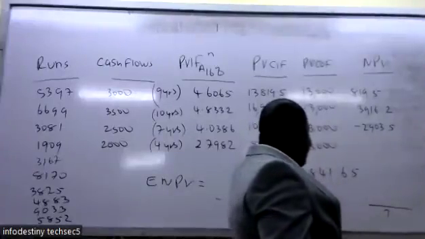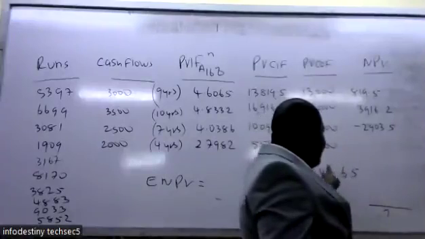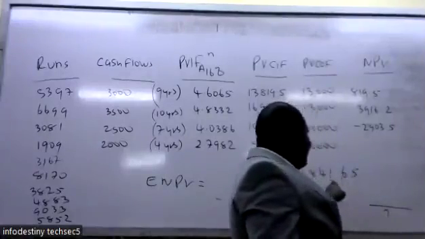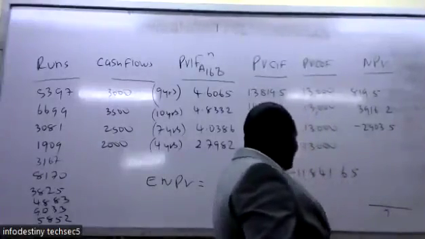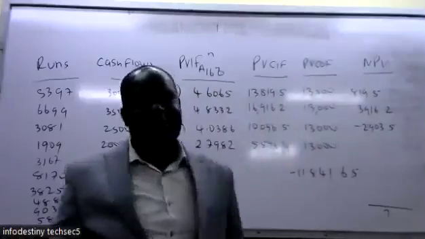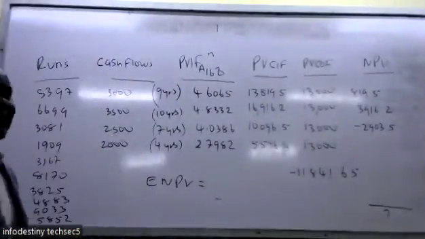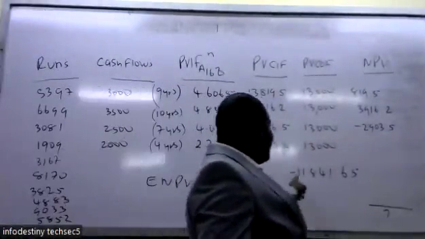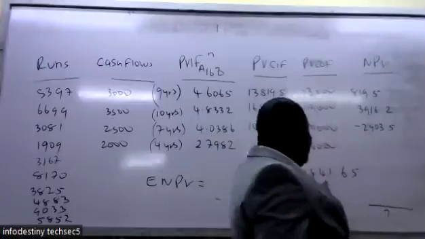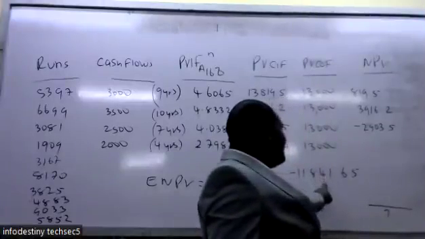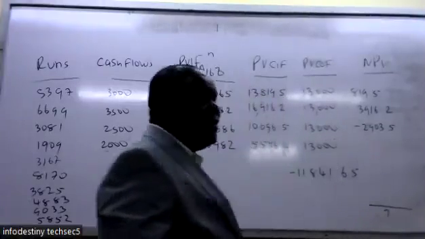If these are right, there is no problem. But this one, because of the rounding off, the one closer to this one is the key.